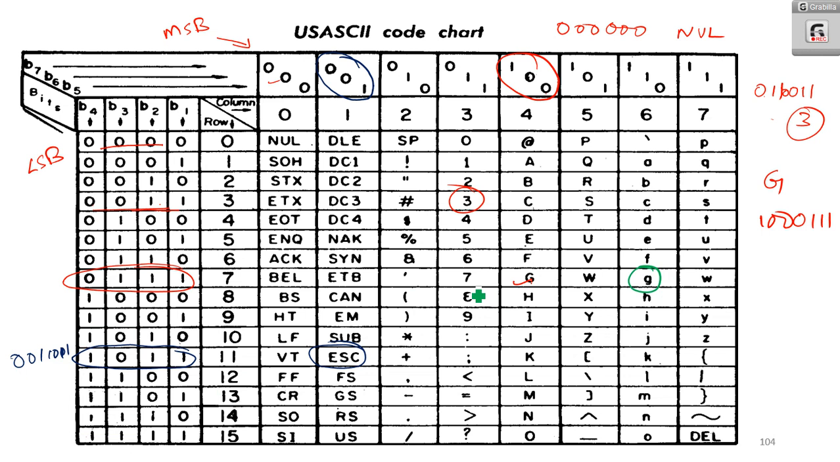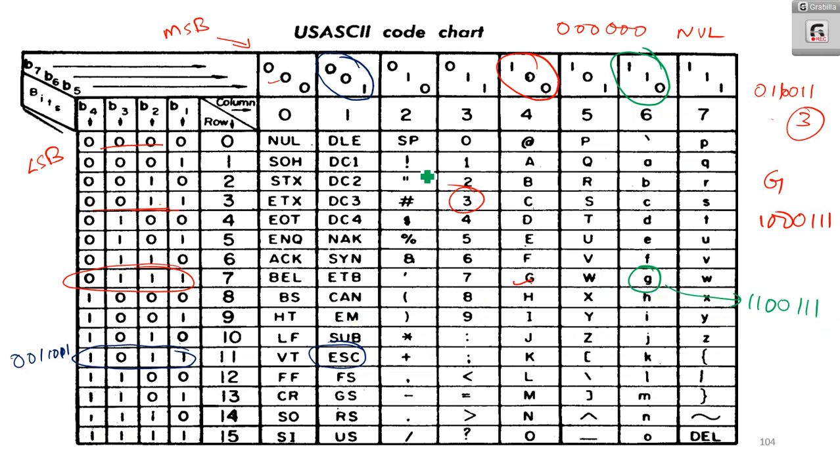Another example is if you are going for small g. For small g, the MSB is 110 and the LSB is 011. So we can write 110 011. So that is the ASCII code of small g.